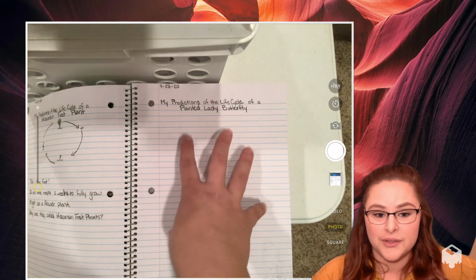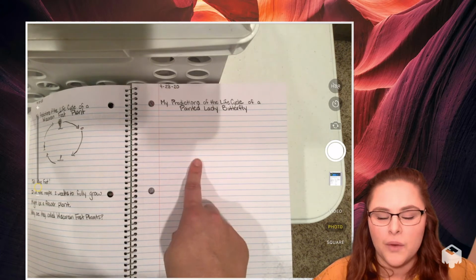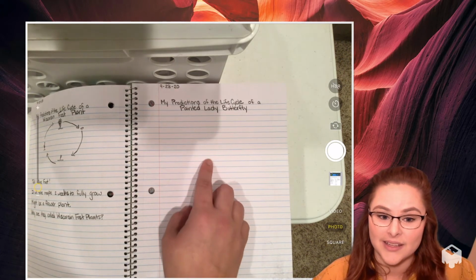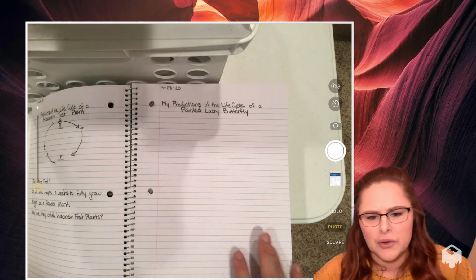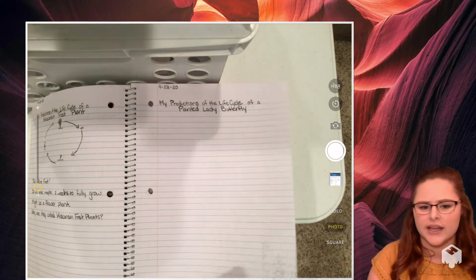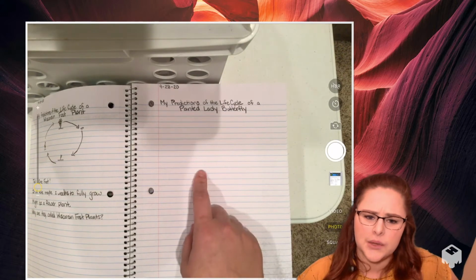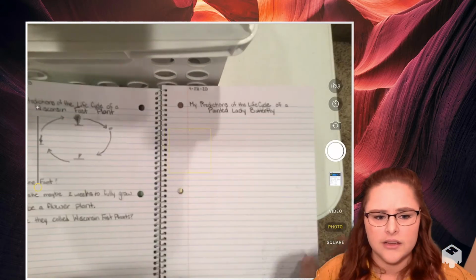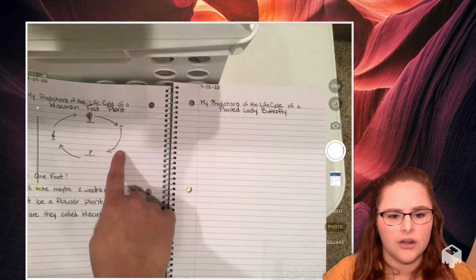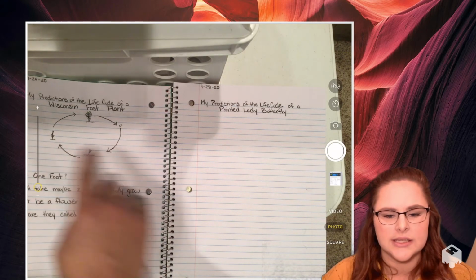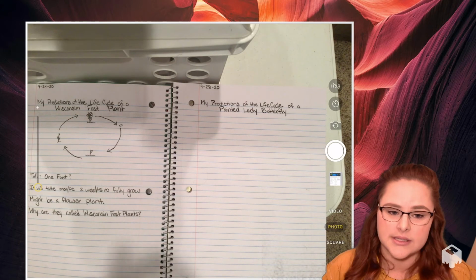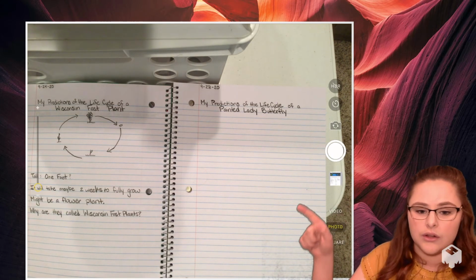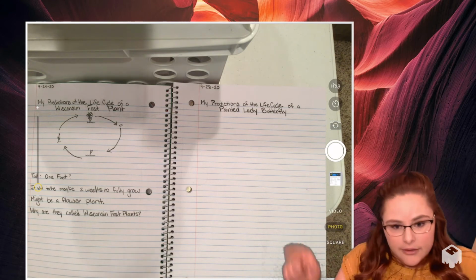I would love for you to draw me what you think the life cycle of a painted lady butterfly is. I will share with you my thoughts for next week, but I want to see what you think the painted lady butterfly life cycle might look like. Remember, it needs to have all these little arrows just like we saw from our previous life cycles, because we are going in a circle just like that life would be.